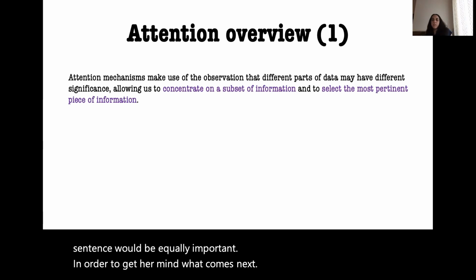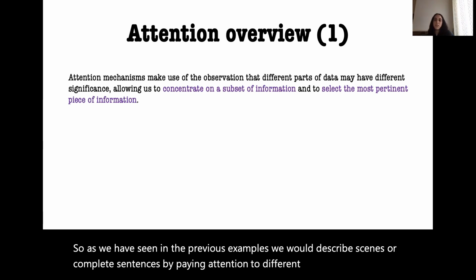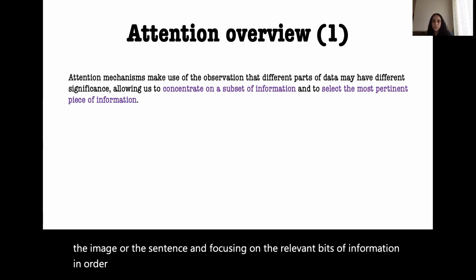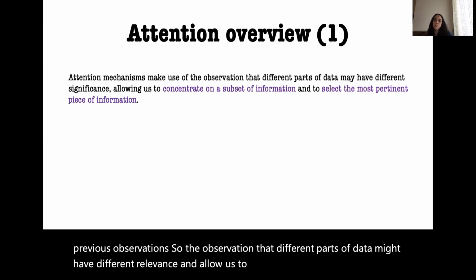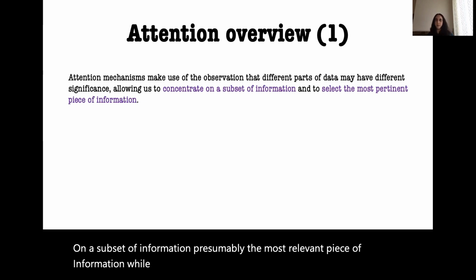So as we have seen in the previous examples, we would describe scenes or complete sentences by paying attention to different parts of the input, so the image or the sentence, and focusing on the relevant bits of information in order to perform the task. So attention mechanisms make use of these previous observations, so the observation that different parts of data might have different relevance, and allow us to selectively concentrate on a subset of information, presumably the most relevant piece of information, while ignoring other parts.